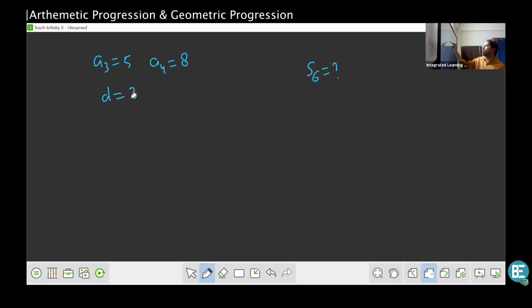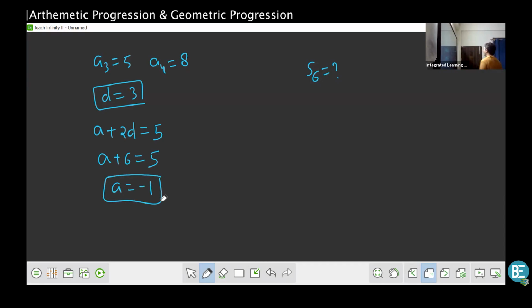It is very, very simple because third and fourth terms both are given. We can find D is equal to 3. And if we know D, by using A plus 2D is 5, we can find A. So A is minus 1. Now if we have A, we have D. Can we find sum easily? S6 will be 6 by 2, 2A plus n minus 1, 5 times 3, which is 3. So 15 minus 2 is 13 and 13 into 3 is 39.